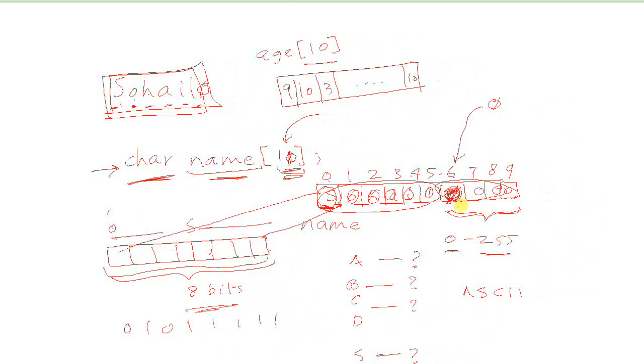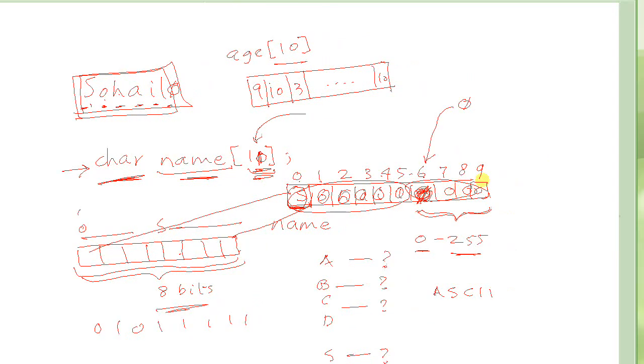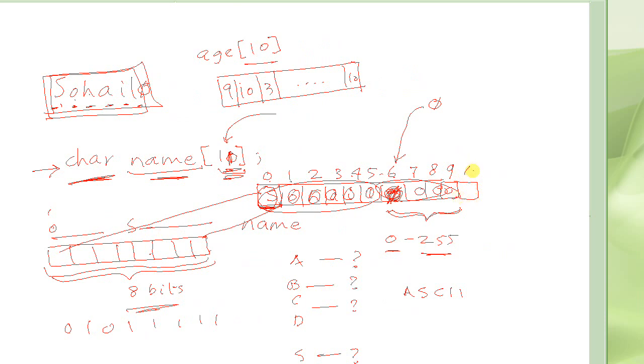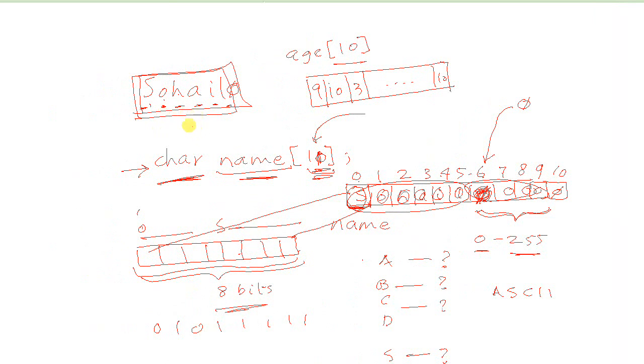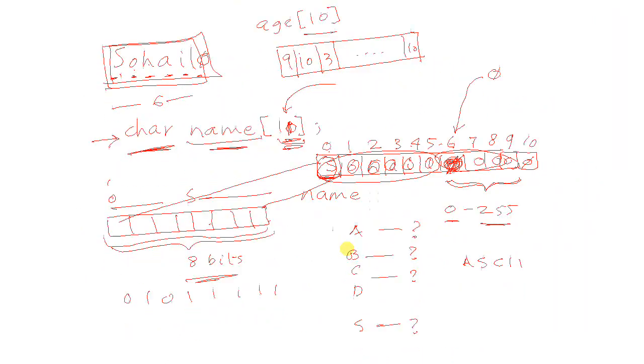Why? Because you want to end the longest name, which has 10 characters, so you create 11 elements here and end it with a 0. If it is smaller than 10 characters, which in my case is only 6 characters long, you write 0 on the 7th character. I hope you understand how it's going on.